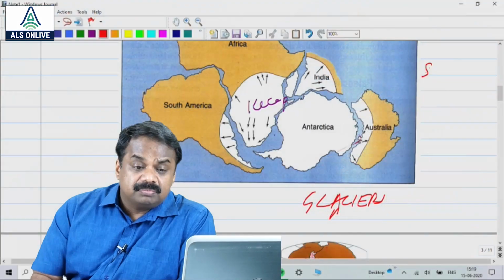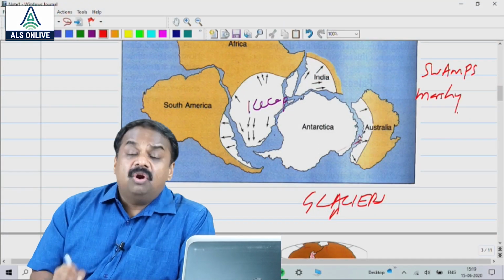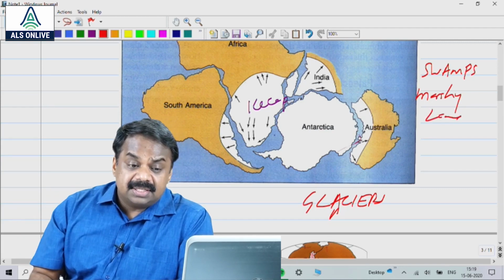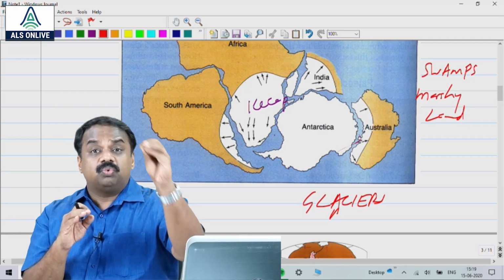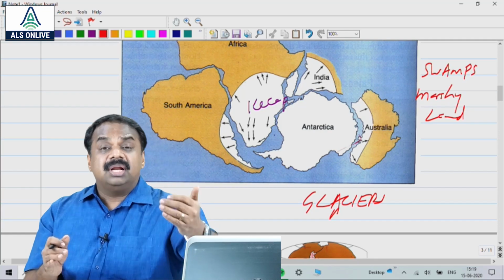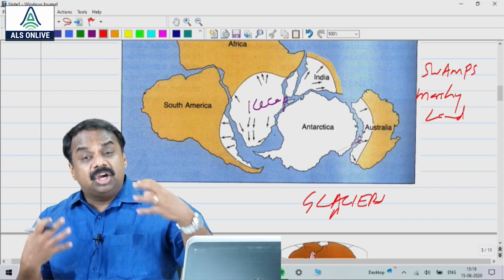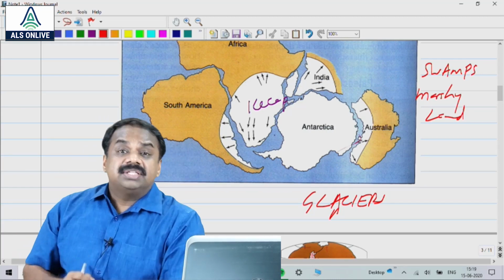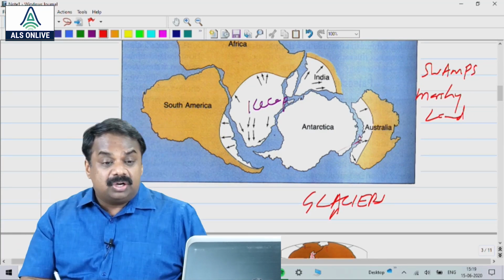But at the same time, we have evidence for swamps, marshy land, in North America and Northern Asia. At the same time when there is glacier evidence in India, there is evidence for swamps and marshy lands in Northern America and Northern Asia. How is it possible? How can the equator be cool and the polar region be warm? So there is no answer. But Wegener said, I have an answer. The answer is all the continents were together.